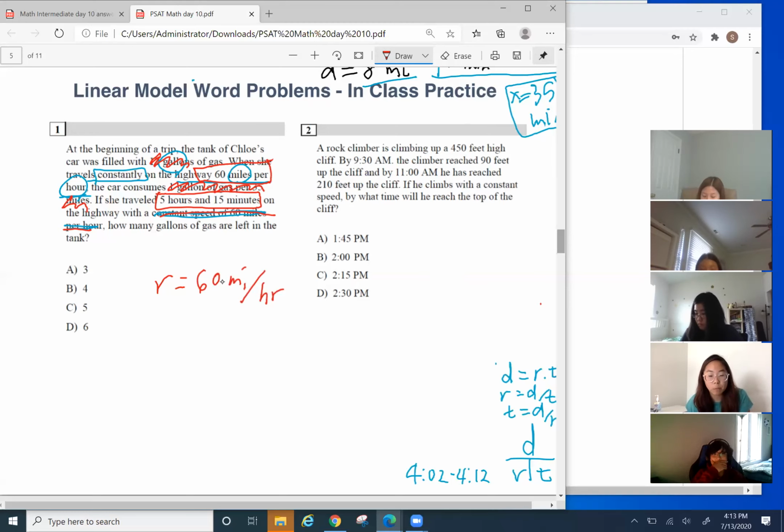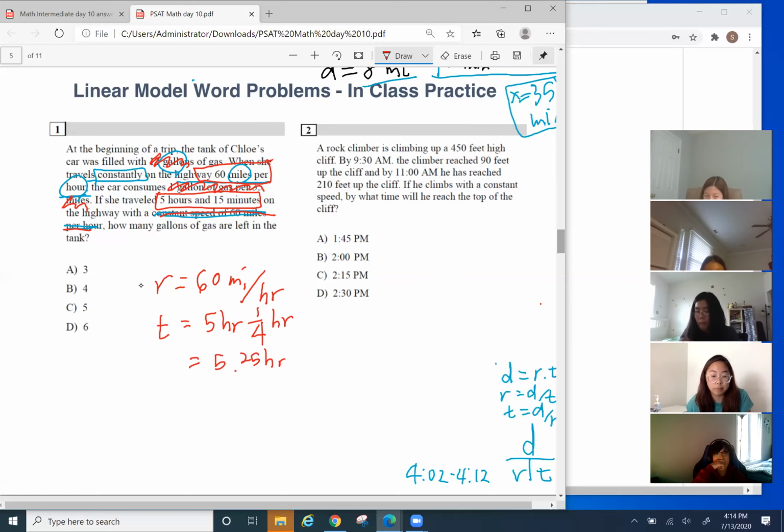Now, since it's miles per hour, every time has to be in hours. Do we know the time? 5 hours and 15 minutes. How much is 15 minutes in an hour? Oh, 1/4. Right, a quarter. So it's a quarter of an hour, and in decimal, that's 5.25 hours.